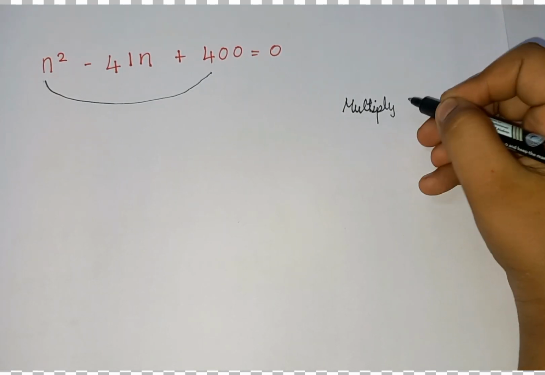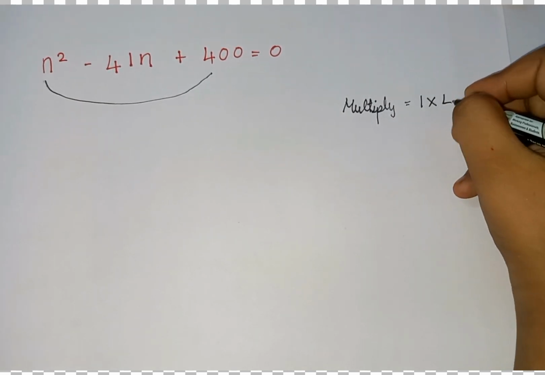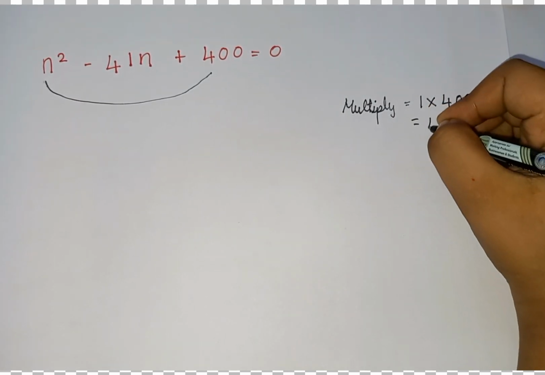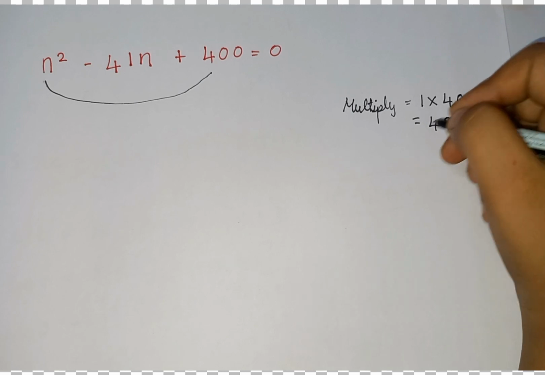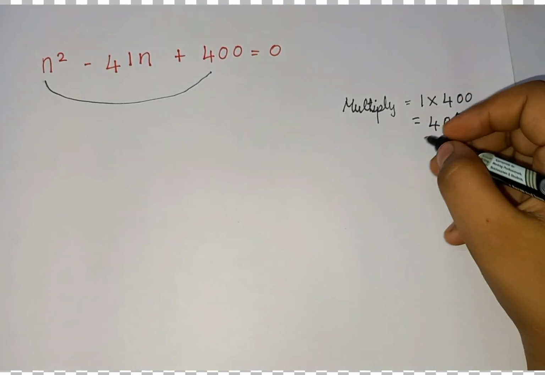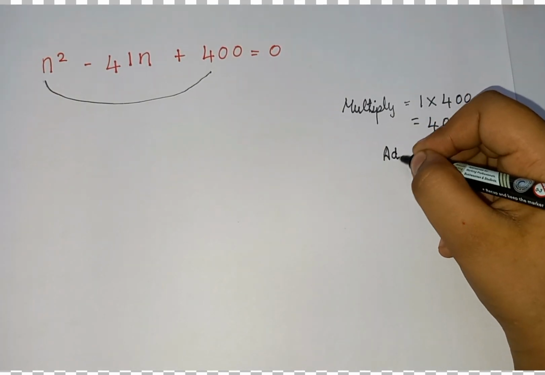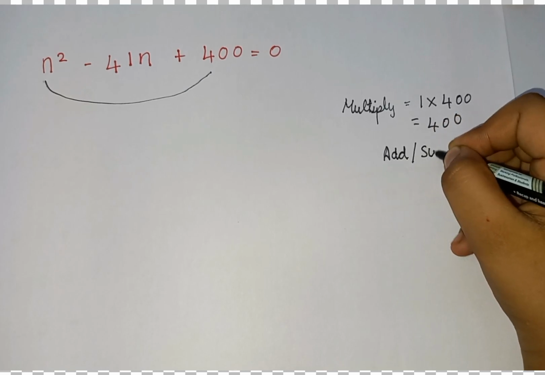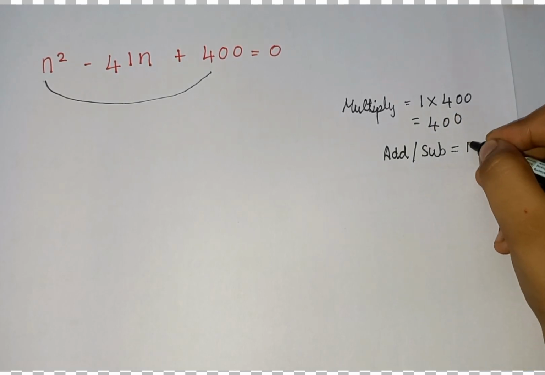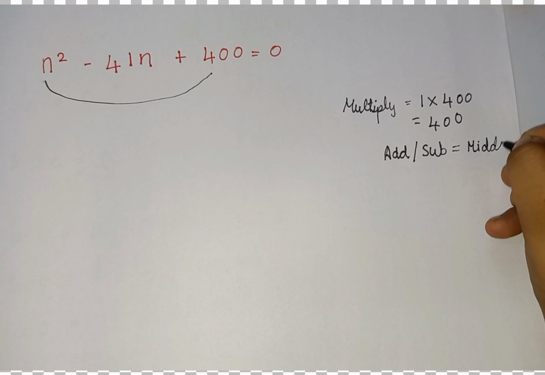So 1 into 400 is 400. Now when we add or subtract, we should get the middle value. What is the middle value here?